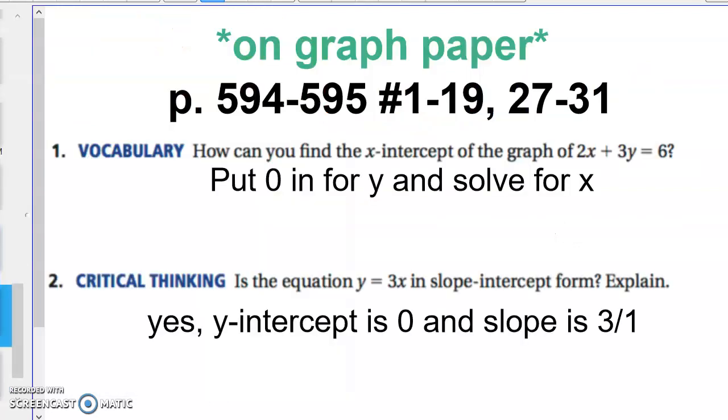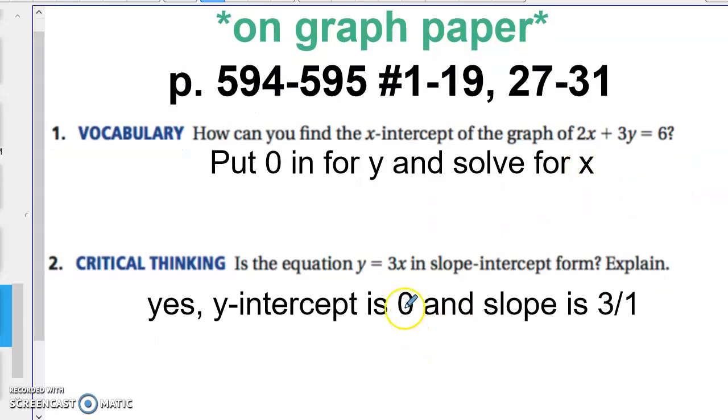All right, last part here, we're going to get started on your homework assignment together. Remember to do this on graph paper because it's going to be involving some graphing with equations in slope-intercept form. So question number 1 says, how can you find the x-intercept of the graph of this equation? Well, all you need to do is put 0 in for y and then solve it for x. So 3 times 0 would be 0, 2x equals 6, and then you would divide by 2 on both sides, so the x-intercept would be 3 for number 1.